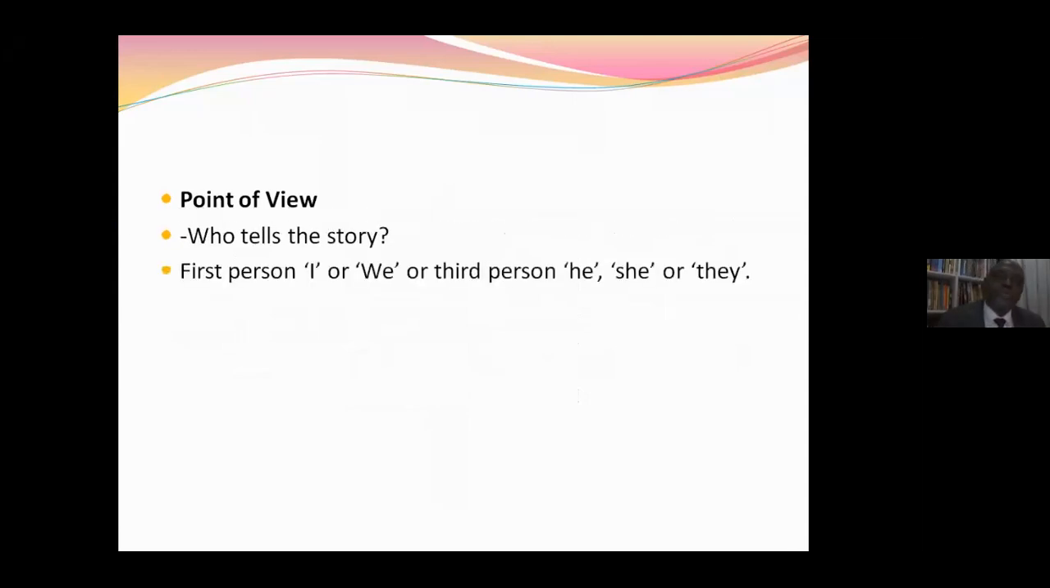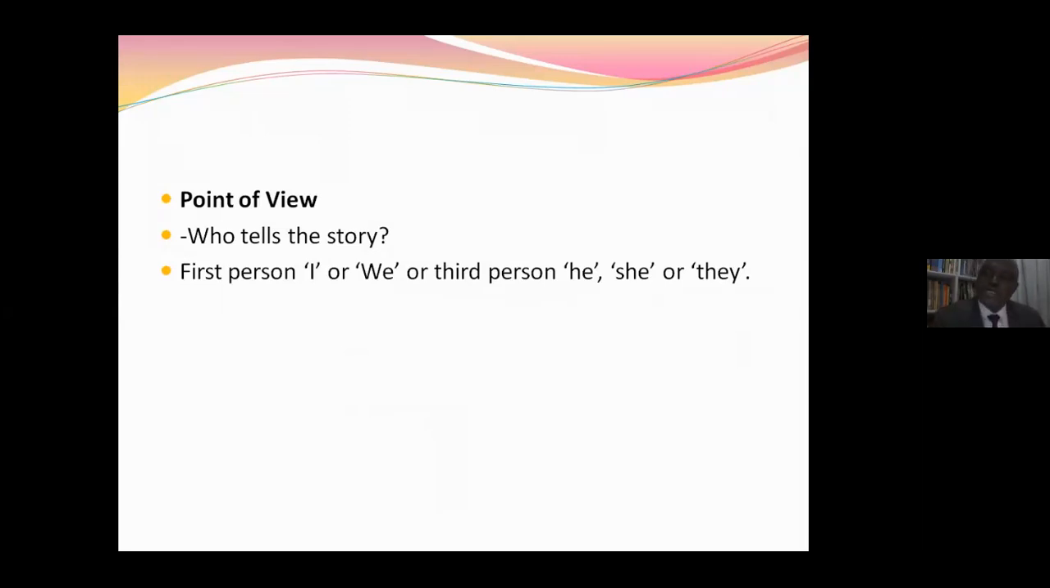Before we settle our learners into writing, they need to know which point of view they are going to write a story from. In short, who tells the story? Stories can only be written from two points of view, either the first person pronoun or the third person. The first person: I, once upon a time, I went to town, we went to town. Or third person: once upon a time, she went to town, he went to town, they went to town. Those are the two points of view.